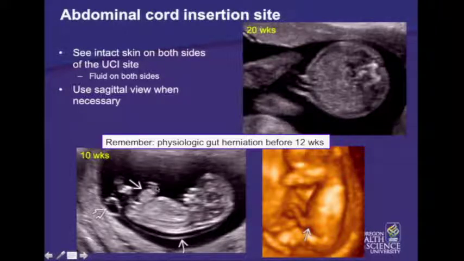So at the cord insertion site in a 10-week embryo, or early fetus, we can see that there is herniation of bowel at the base of the cord, and that is a normal finding.